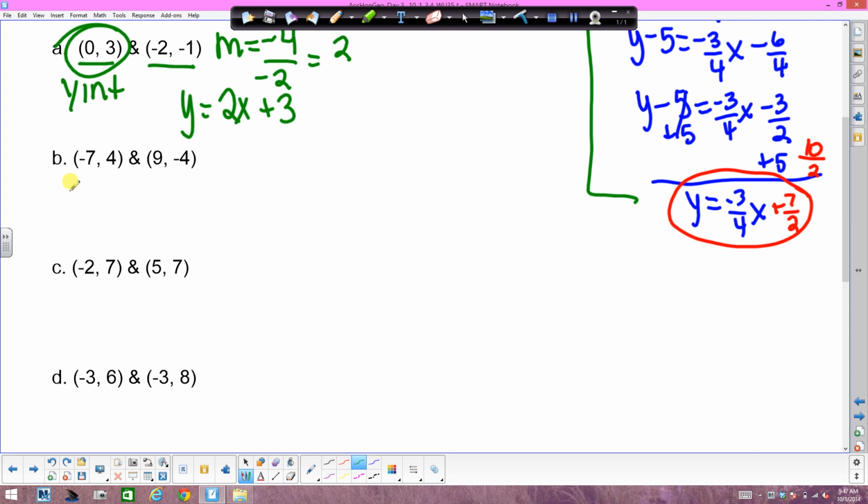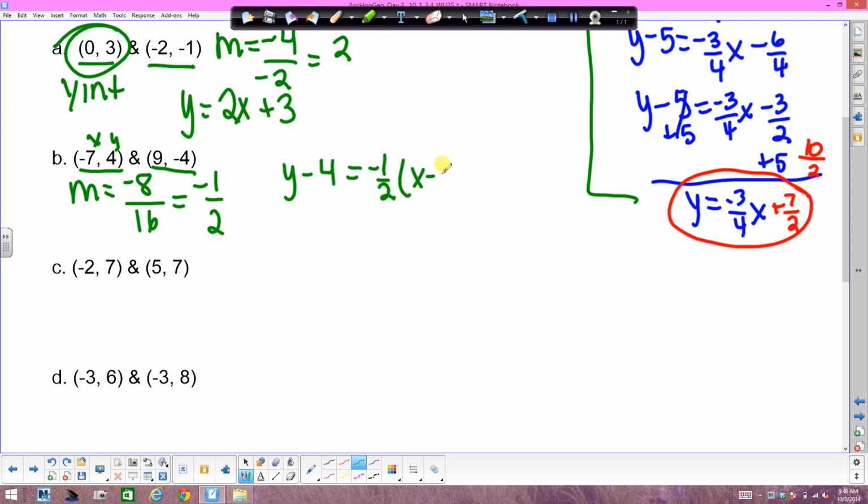All right, problem B. We've got to find the slope first. Find the slope. So you should find that it's negative 8 over 16, which is negative 1/2. So if we look at both of these points, neither of them are the y-intercept. So we're going to need to just pick one and write the equation. So we're going to use point slope form. So we're going to have y minus, and I'm going to use this first point, so x and y. So y minus 4 equals negative 1/2 times x minus negative 7.